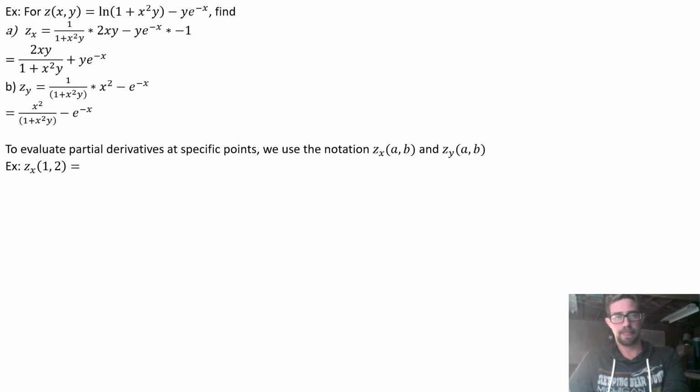So here we go. It's 2 times 1 times 2 over 1 plus 1 squared times 2 plus 2 times e to the negative 1. That's a number. That's some constant. So you can clean that up a little bit. Looks like 4/3 plus 2 over e. So don't let the e confuse you. e is a constant as well. So that's just some number that gives the slope of a tangent line at a specific point.